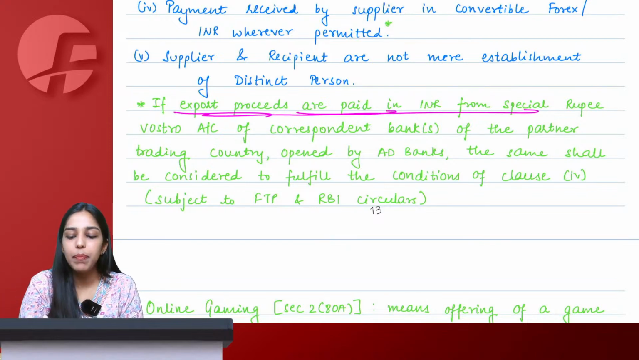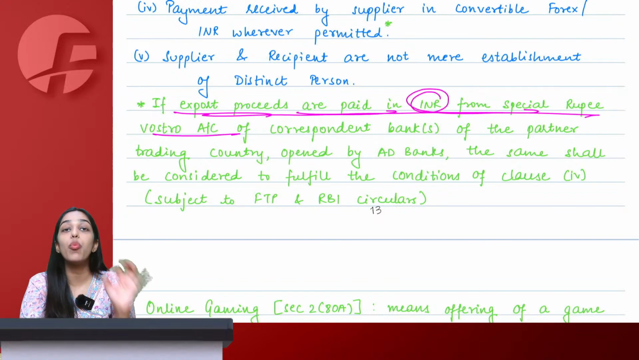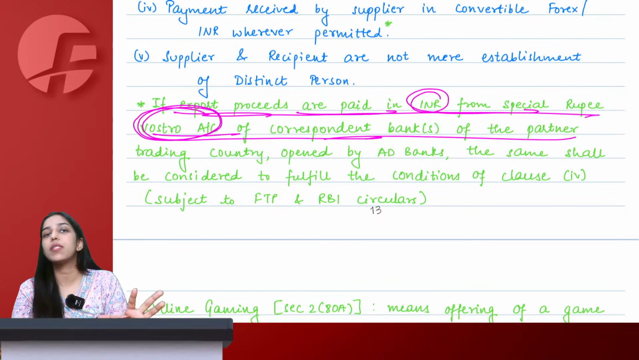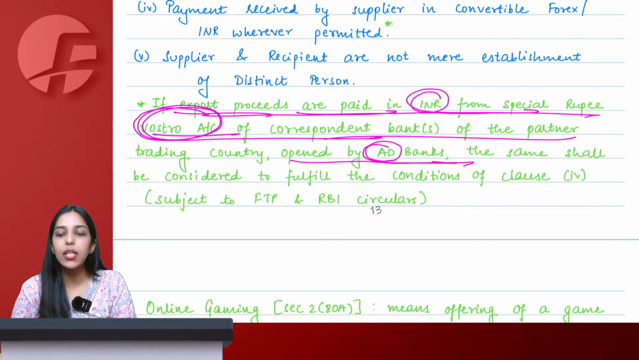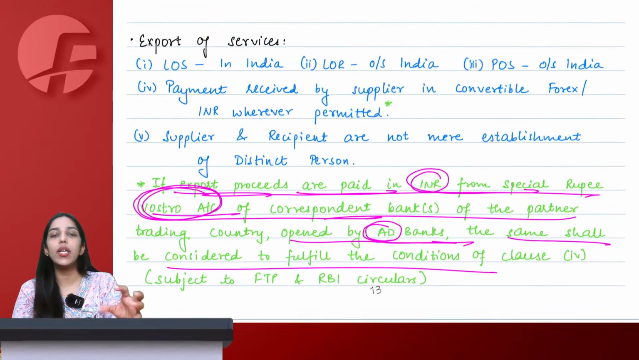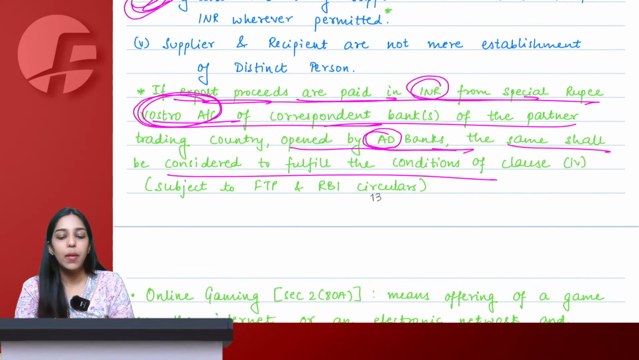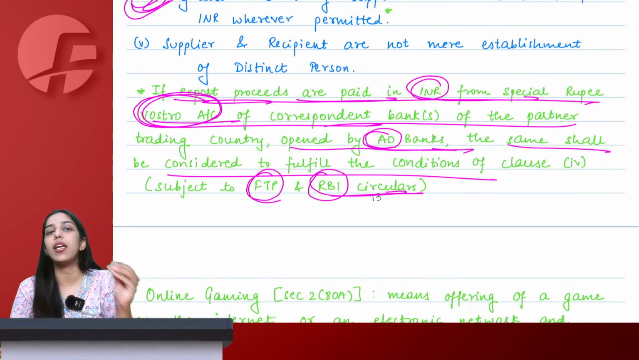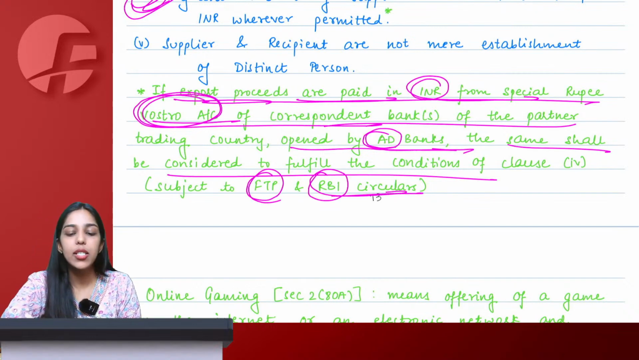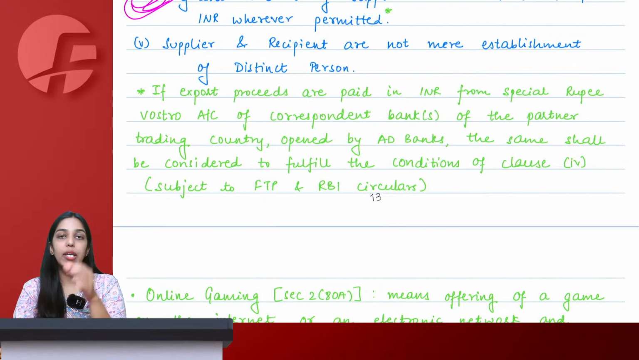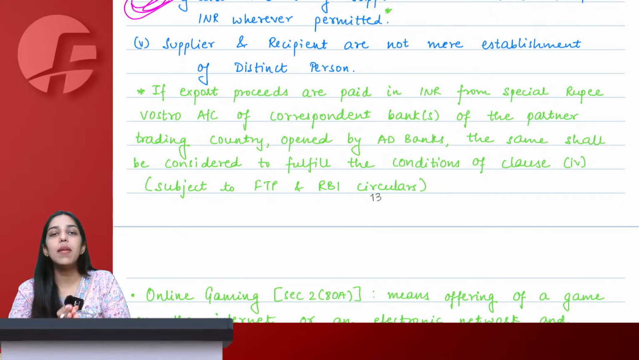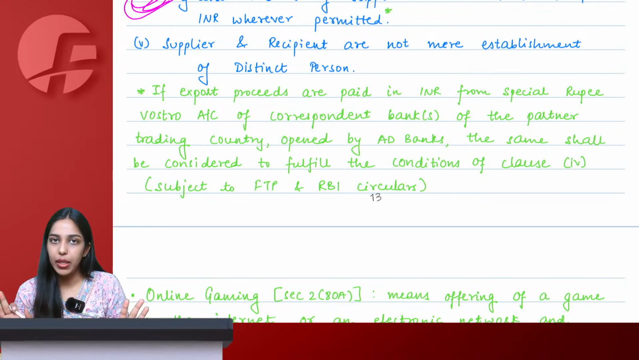So if export proceeds are paid in INR from the specified special rupee Vostro account of the corresponding partner bank opened by the authorized dealer bank, that shall be considered as if you have fulfilled the condition of point number 4. But you also have to see the provisions of the foreign trade policy and any RBI circular affecting this. This is a general provision, but if there is a particular point in the FTP or RBI circular, then you need to respect it. Otherwise, receiving rupees from a Vostro account is acceptable. Simply remember one line: receiving INR from a special rupee Vostro account is acceptable.